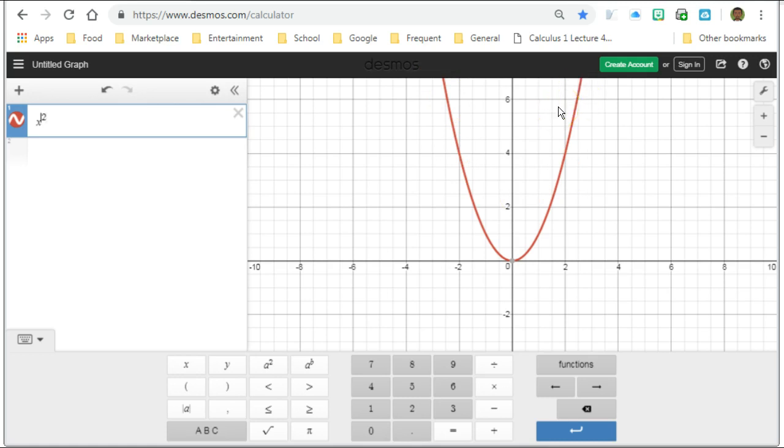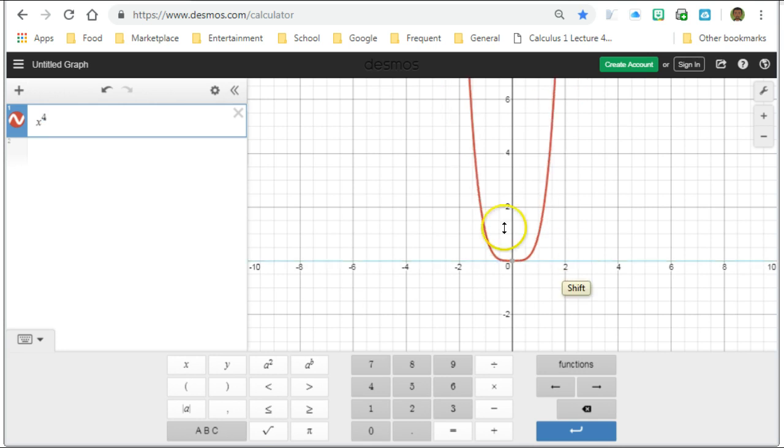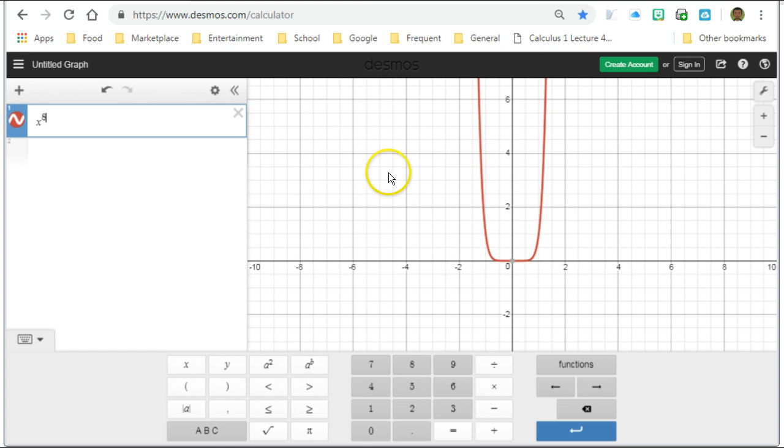Would it surprise you to know that if I replace this with the fourth power, it didn't change very much? The end behavior stayed the same. What if I made this the sixth power or the eighth power? Hopefully you're seeing that any even power is going to have the same end behavior, just like x squared. It rises on the left, rises on the right.